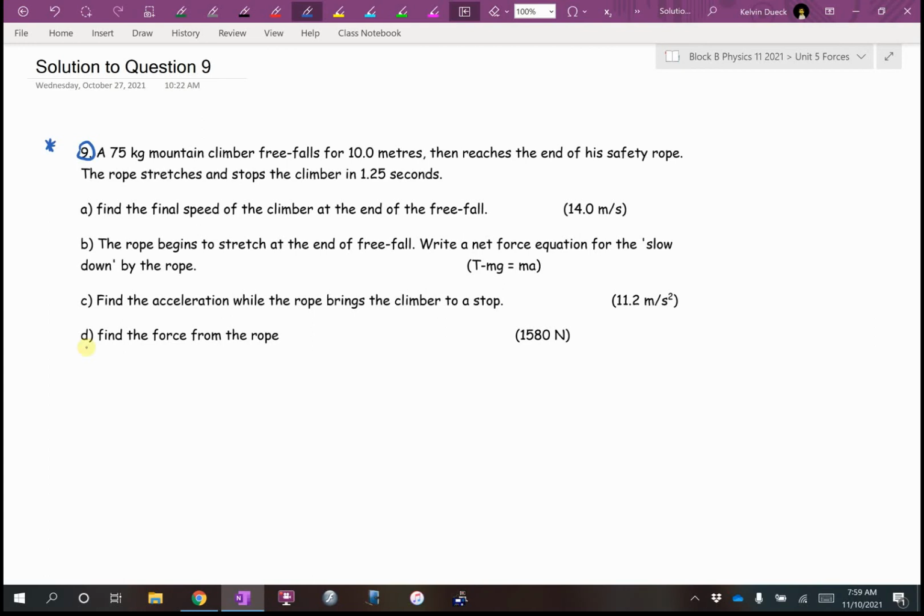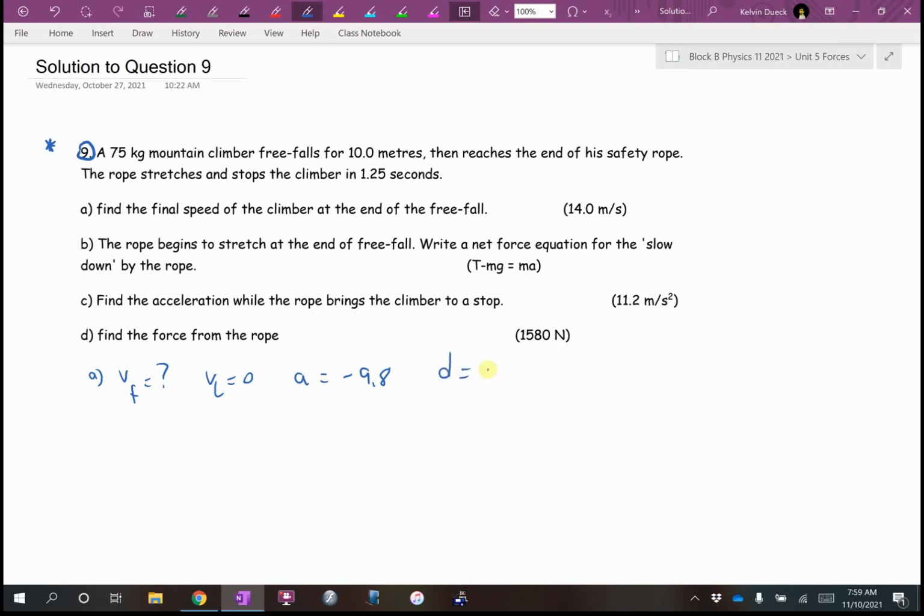A says find the final speed at the end of the free fall. All right, guess it wants me to find VF. I'm going to assume VI is 0. I've never seen a rock climber take a flying leap and sprint into their fall. They're in free fall, so I know A is negative 9.8.